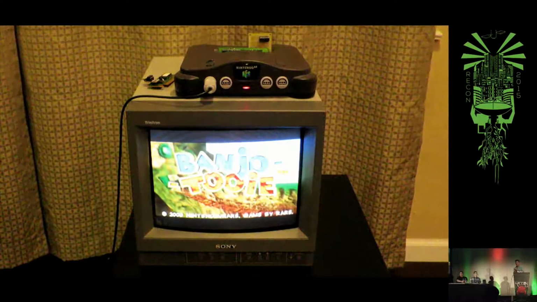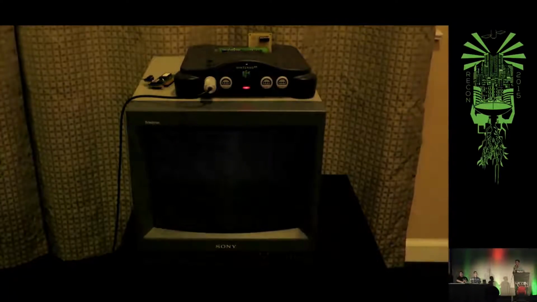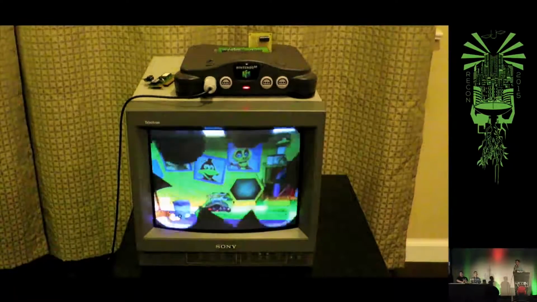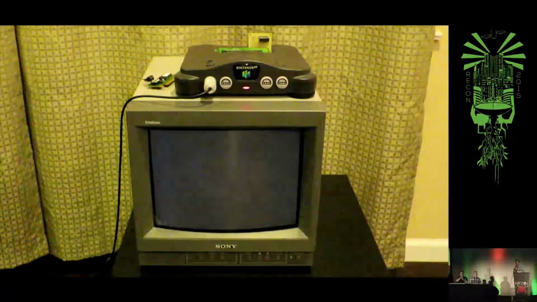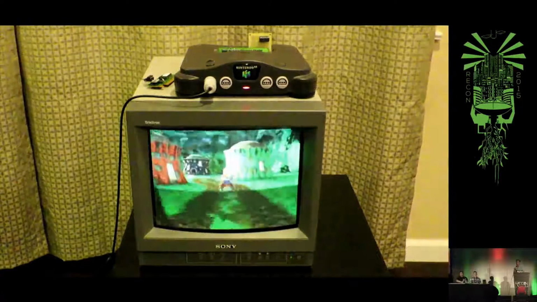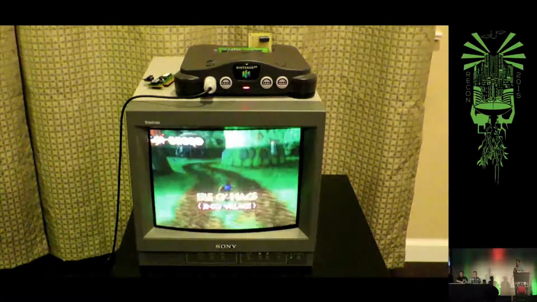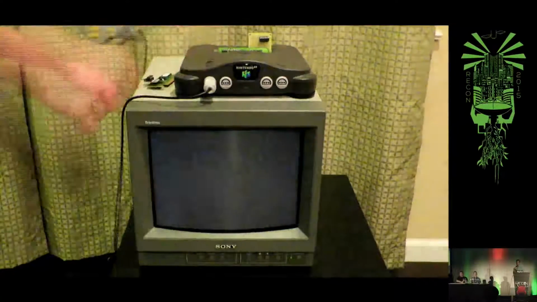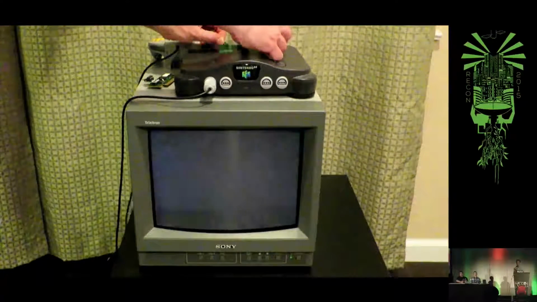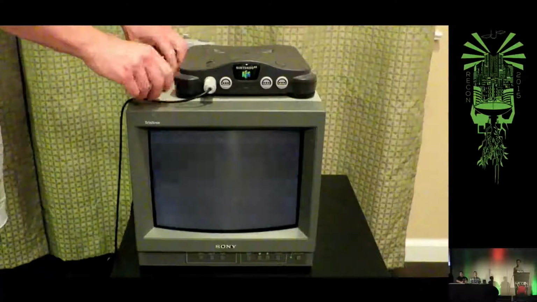So after Banjo-Tooie boots, we just had a guy by the name of Arbin play through this game 100%, and he just finished playing it 100% last night, and he did not run into any problems whatsoever. So we're very confident that our SIC clone is working 100% effectively. So after that game finishes, interesting, it does have sound.